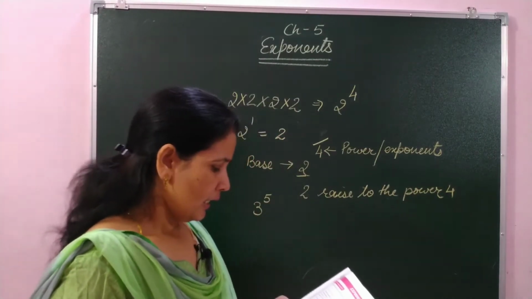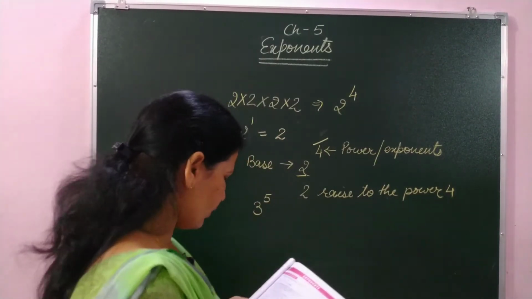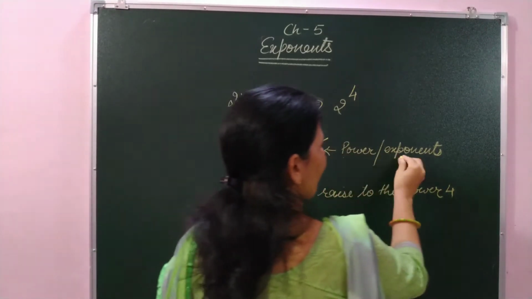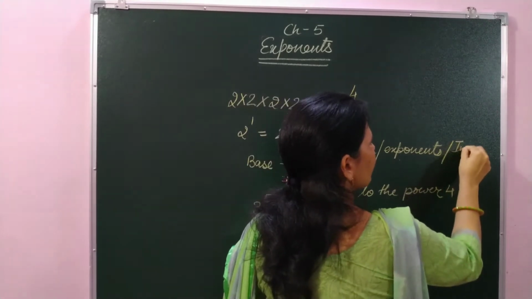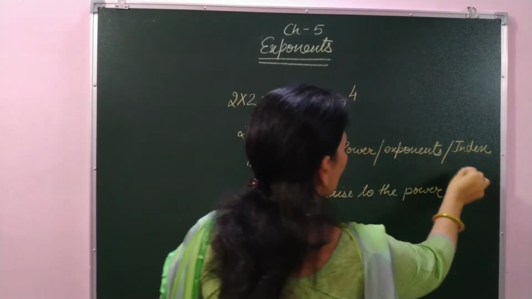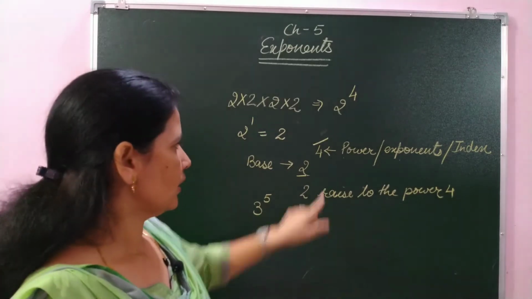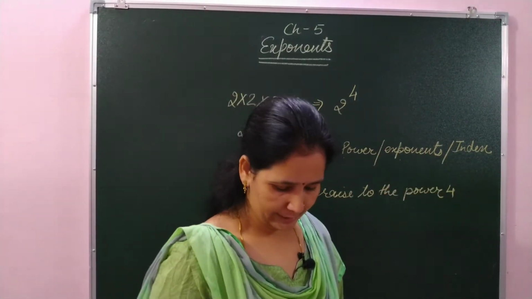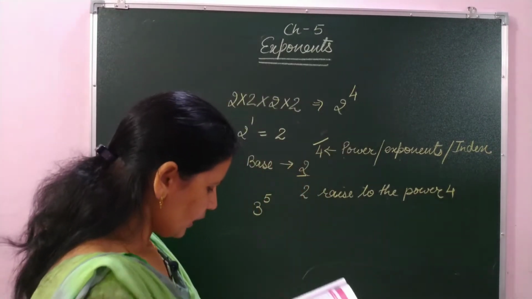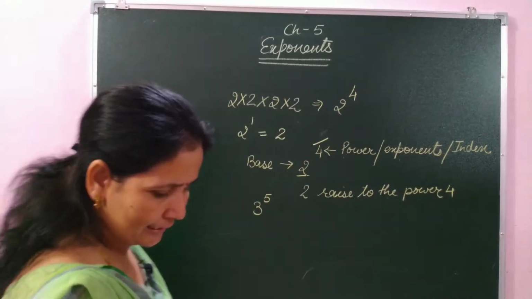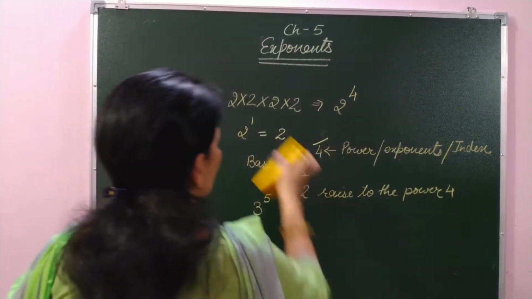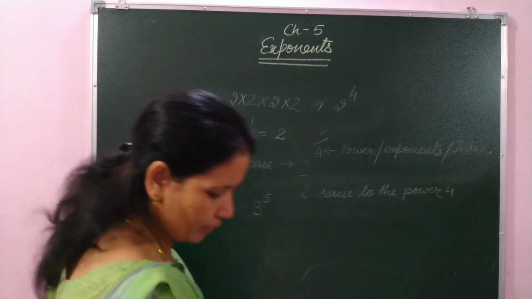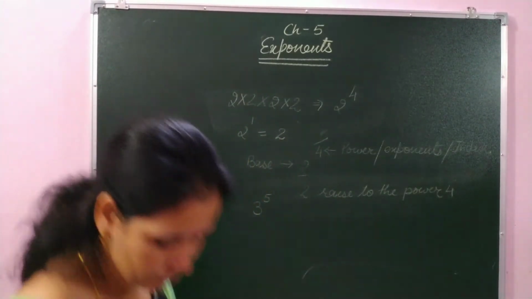Okay, students. Now we have to discuss the other names. A power, exponent, and the other name is index also. These are the 3 names for this one. 4 can be called power, exponent, and index. Now I have to discuss some more things regarding this. We have already discussed the base, power, and exponent.